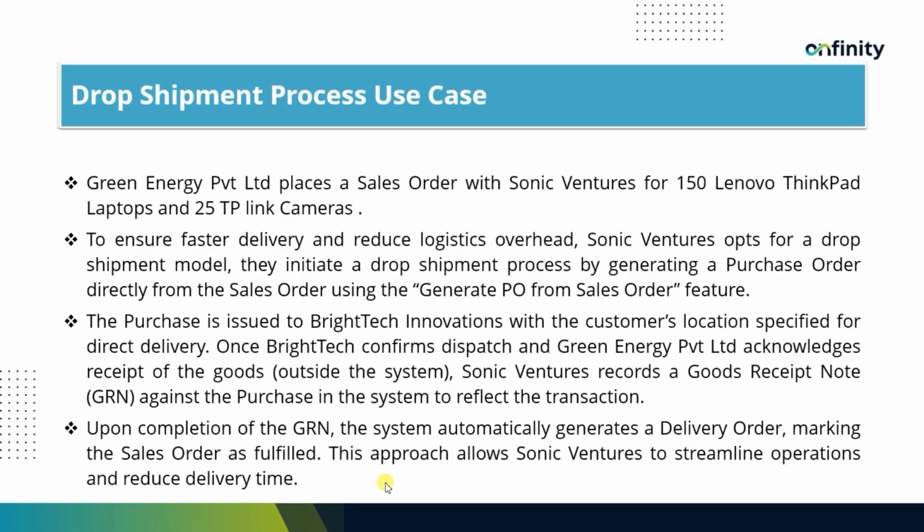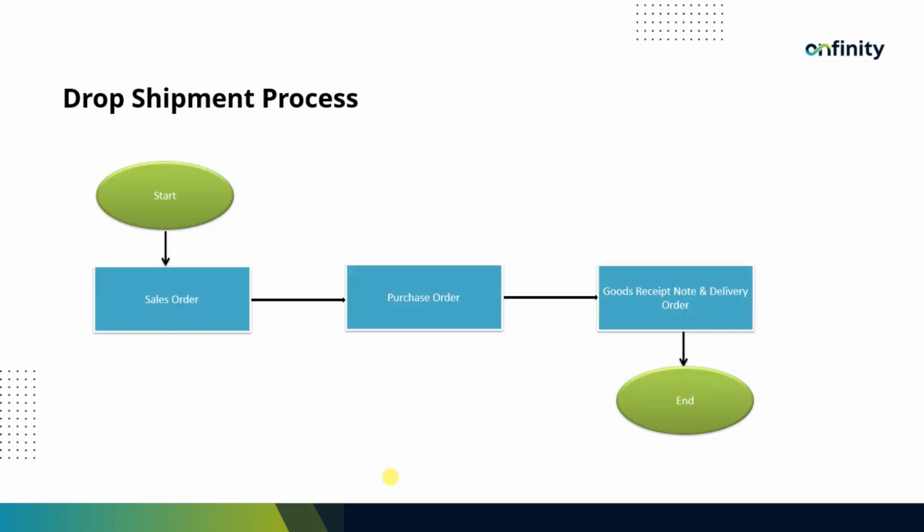Moving ahead, let's look at the drop shipment process flowchart. The process begins with a sales order. This is where the customer's requirement is recorded in the system, capturing details such as the products, quantities, and delivery expectations. The sales order serves as the foundation for the entire drop shipment cycle.